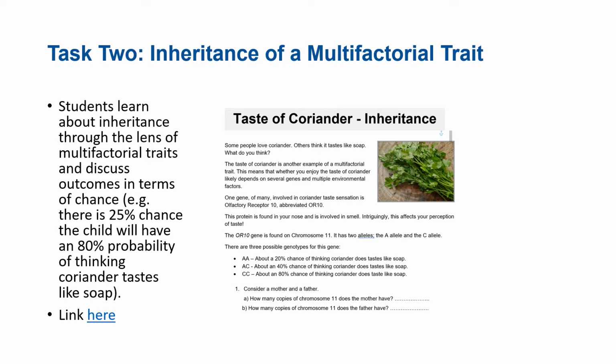So rather than the outcome of this task being a student saying, for example, there is a 25% chance that the offspring will develop Huntington's disease, or there is a 75% chance that the offspring won't develop cystic fibrosis, the outcome of this task in terms of the kind of statements students will be making are more probability based. So for example, there is a 25% chance that the child will have an 80% probability of thinking coriander tastes like soap. So the context for this task is different, in that the context for this task is a multifactorial trait affected by multiple genes and multiple environmental factors.